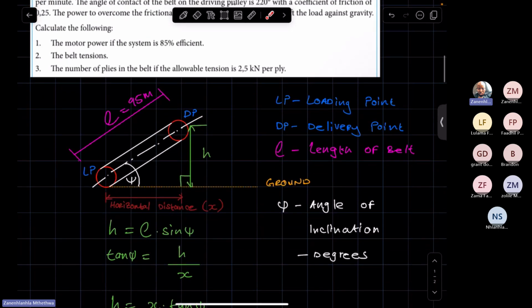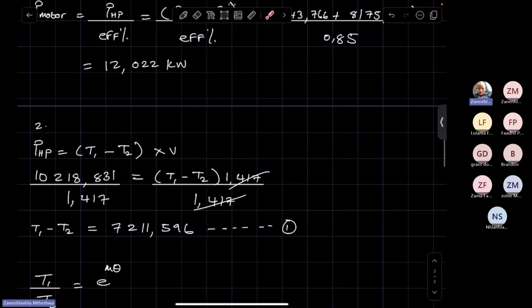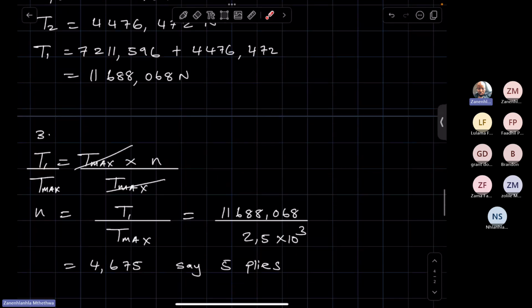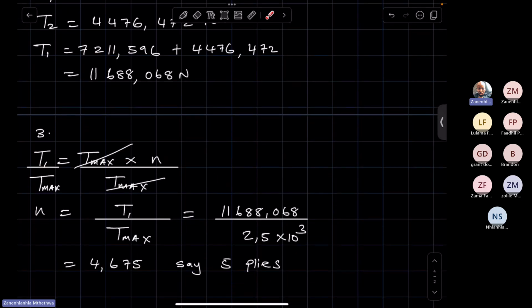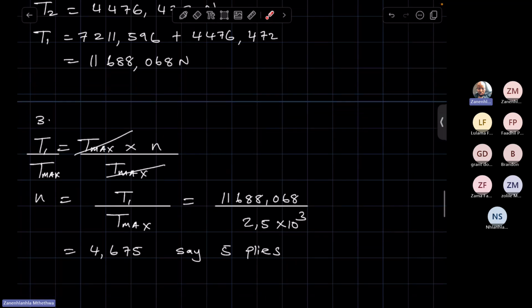I don't know if you noticed, but I had previously made a mistake here. I gave you a formula for this, so you stick with that formula. If T1 can be expressed in terms of Tmax, Tmax can be expressed in a number of ways. If Tmax has been expressed in terms of number of plies, then this is the approach you take. Any more questions, comments, or anything?